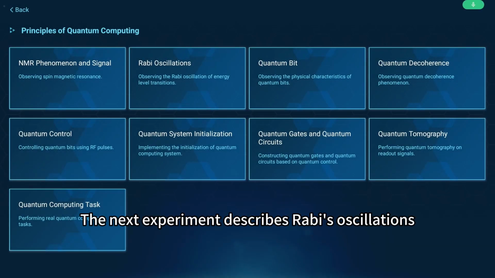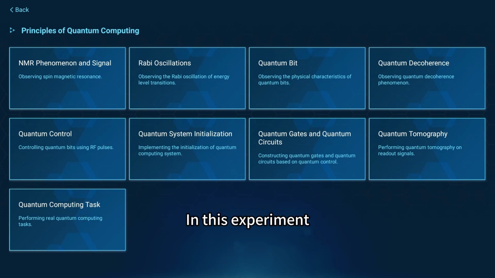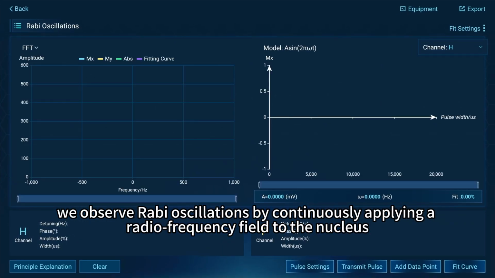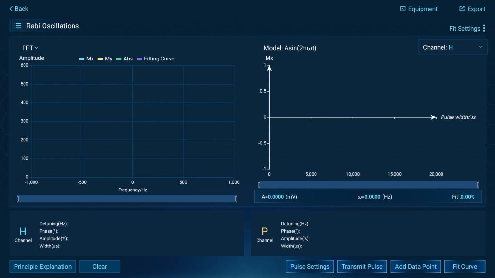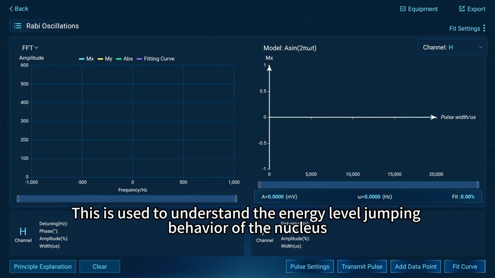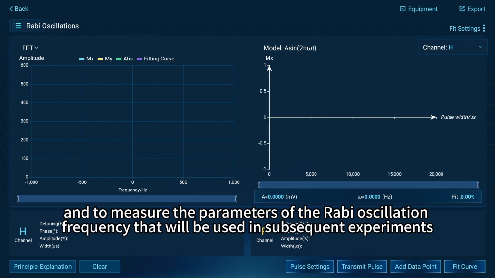The next experiment describes Rabi oscillations. In this experiment, we observe Rabi oscillations by continuously applying a radio frequency field to the nucleus based on the resonance frequency of the nucleus measured in the NMR phenomenon experiment. This is used to understand the energy level jumping behavior of the nucleus and to measure the parameters of the Rabi oscillation frequency that will be used in subsequent experiments.